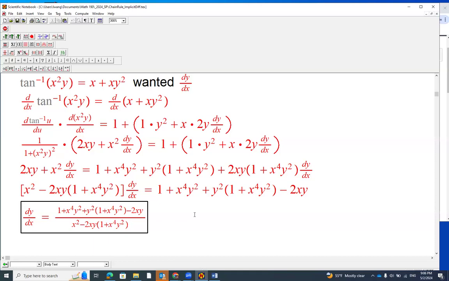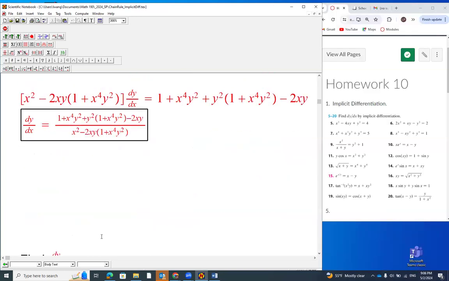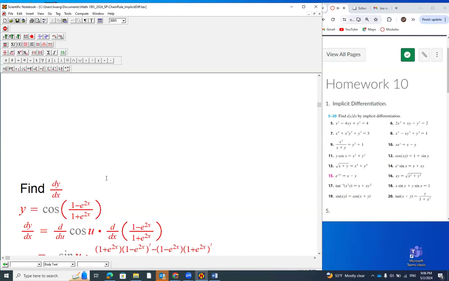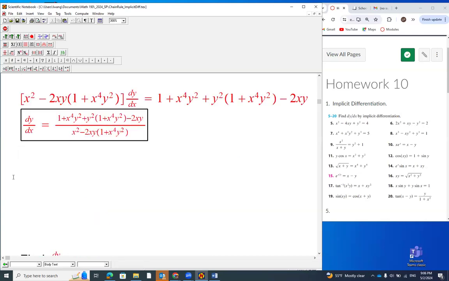So now let's look at another one. This one would be number 19, where we have sine and cosine on both sides. So we have sine of x times y equals cosine of x plus y.